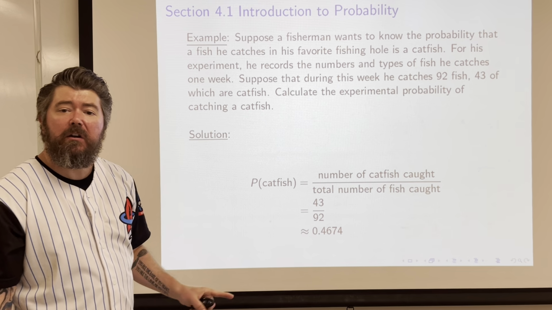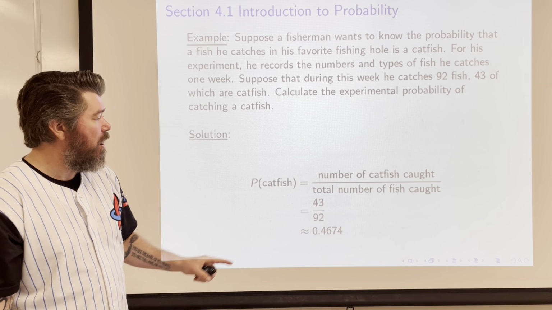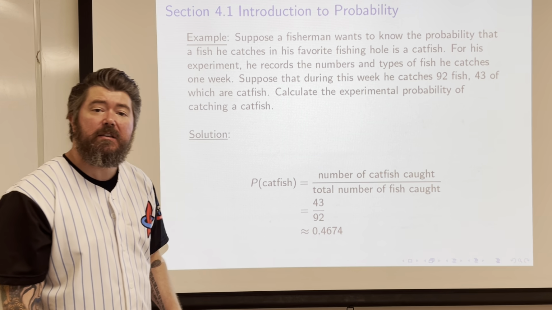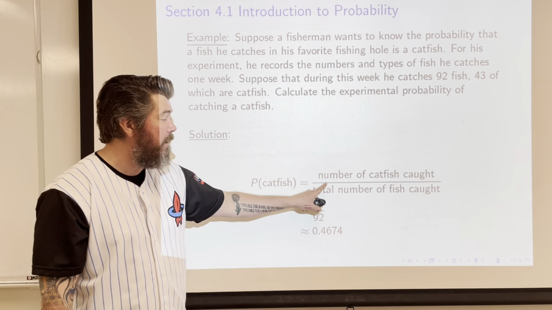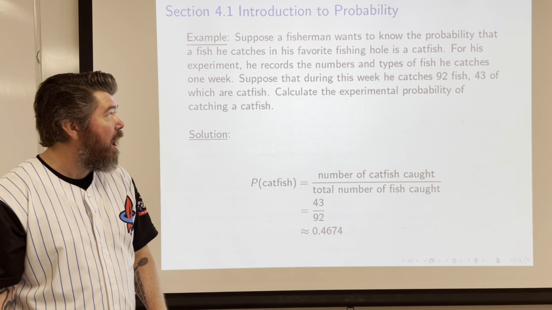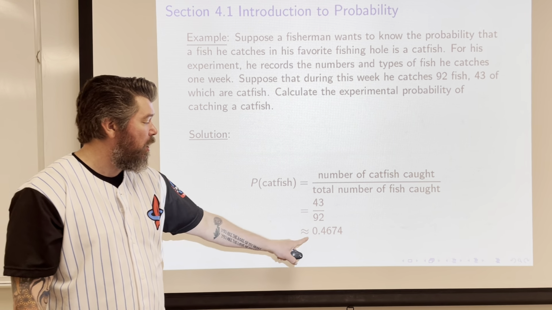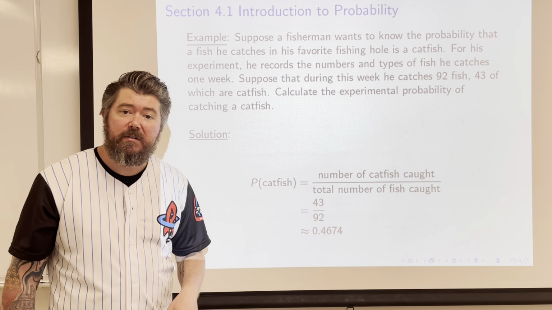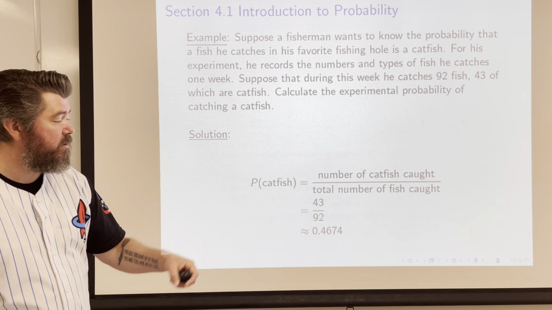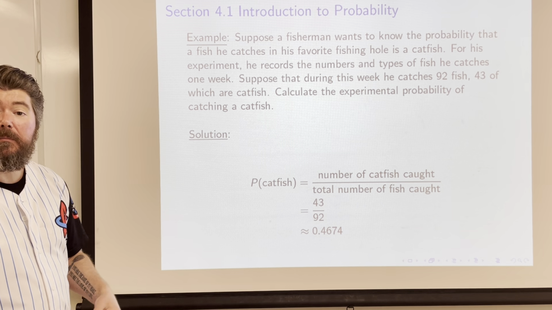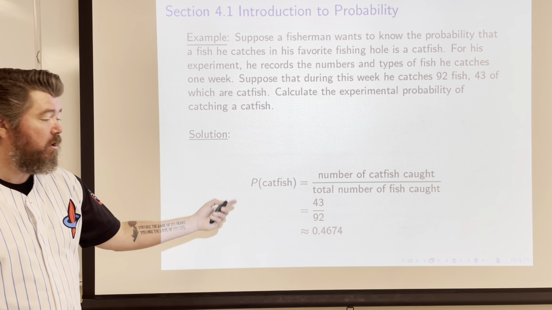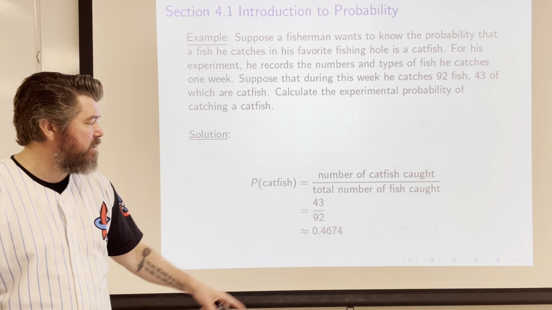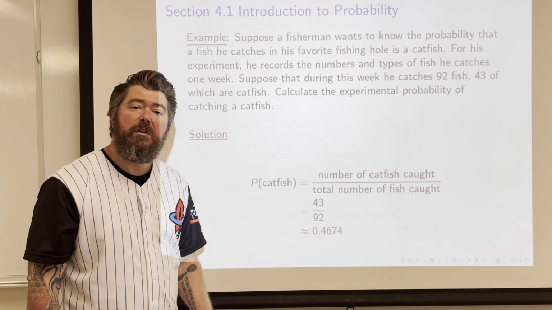And over the total number of our fish caught. This is our sample size, right? This is our F over N. And we've caught a total of 92 fish, so our probability is approximately 47%, or 0.4674. And again, the book will tell you how to round appropriately. Traditionally, a lot of times for probabilities, we use 4 decimals.